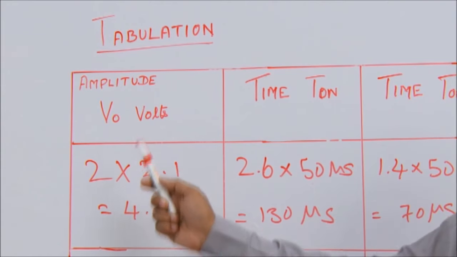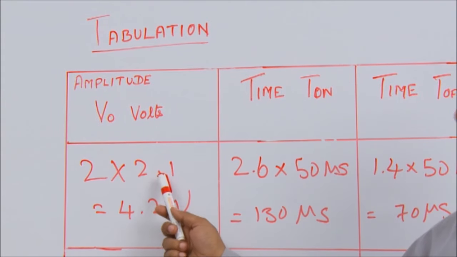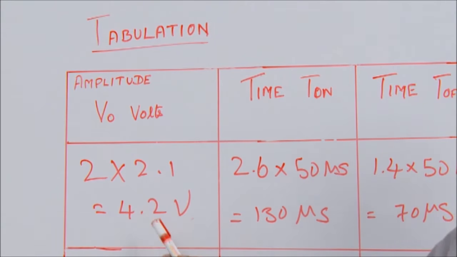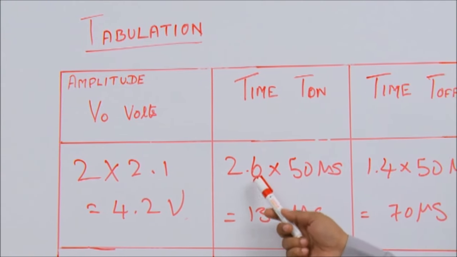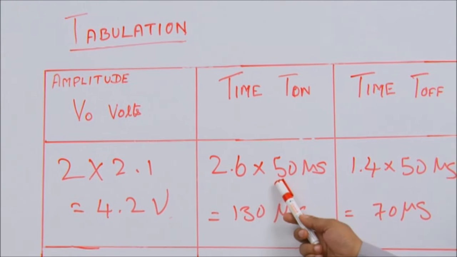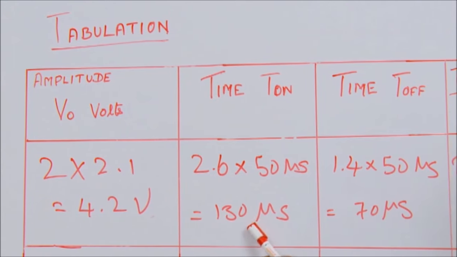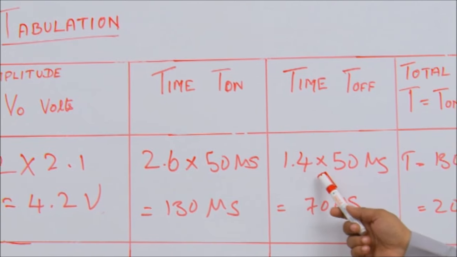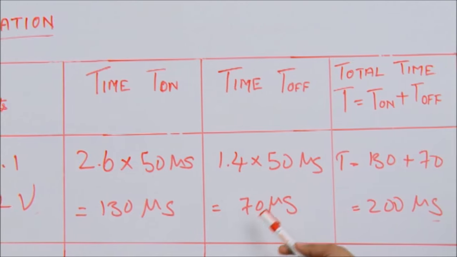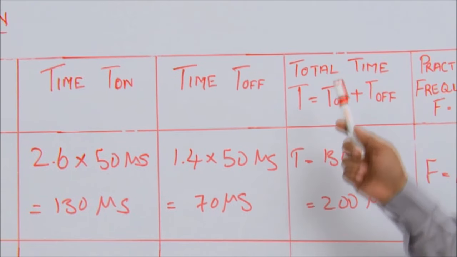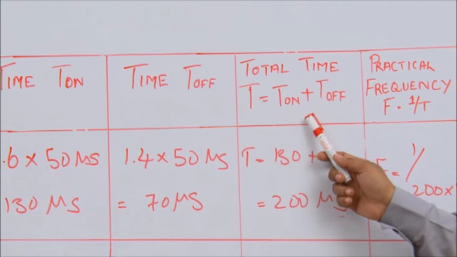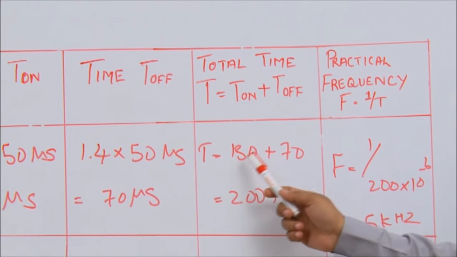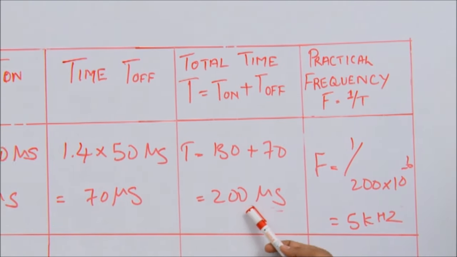The amplitude of the voltage that we measured is 2 into 2.1, that is equal to 4.2 volts. The time on is 2.6 into 50 microseconds, that is 130 microseconds. Time off equal to 1.4 into 50 microseconds, that is equal to 70 microseconds. So the total time T equal to T on plus T off. So T equal to 130 plus 70, that is equal to 200 microseconds.